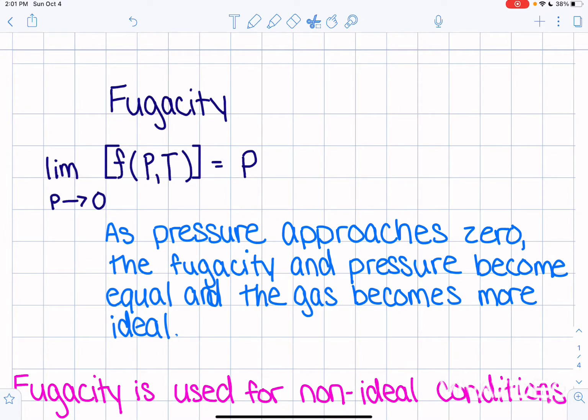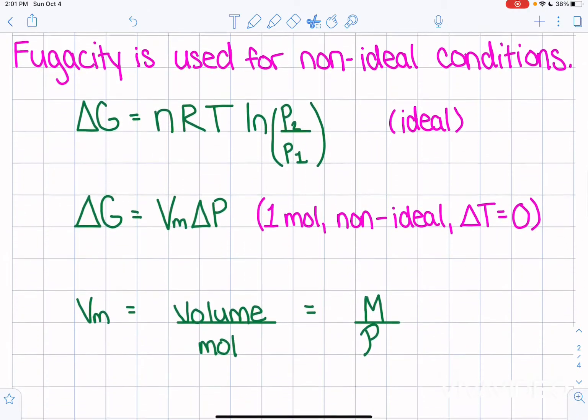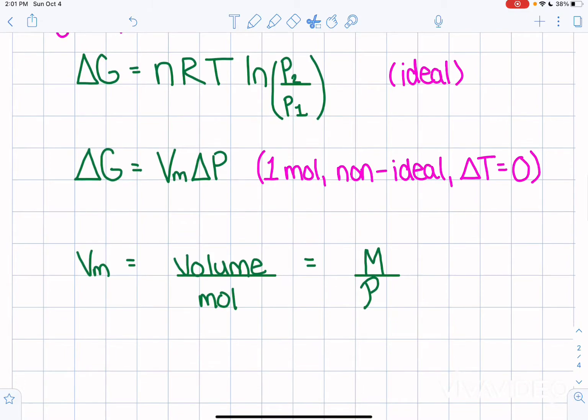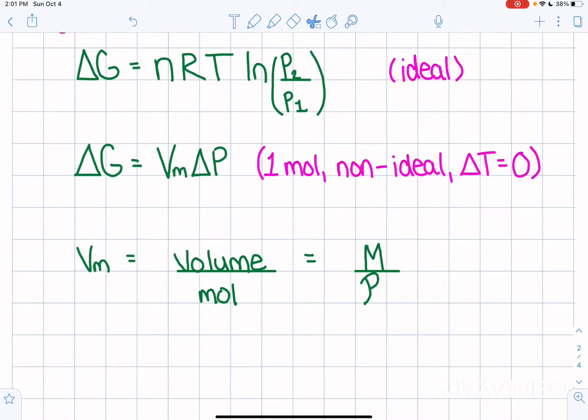As we do our calculations, we want to make sure that if we are not working with an ideal condition, we use the proper equations that have the non-ideal conditions worked into the equation. This top equation is the one that we use for ideal situations. Our Gibbs free energy is equal to the moles times R constant times temperature in Kelvin times the natural log of the final pressure divided by the first pressure.